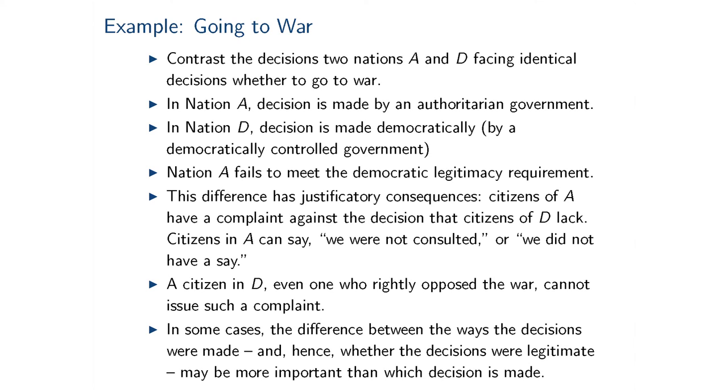The citizens of A have a complaint against their government, against the decision they made, that the citizens of D lack. So the citizens of A can say things like, we weren't consulted, we had no say in this decision, and so on. Whereas a citizen in D, even someone who rightly opposed the war, let's say, can't issue that complaint. And then a further point is that for some issues, in some cases, it seems like the difference between the way that the decision was made, and hence whether the decision was democratically legitimate, may be more important than the decision that was made.